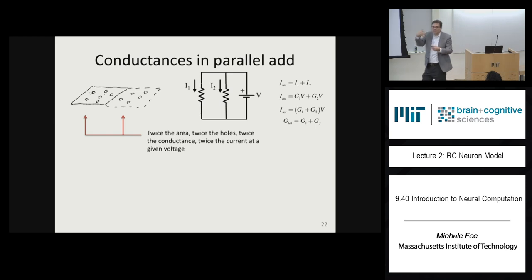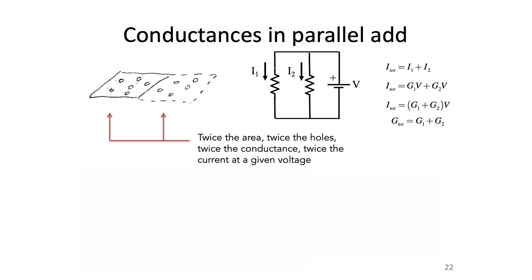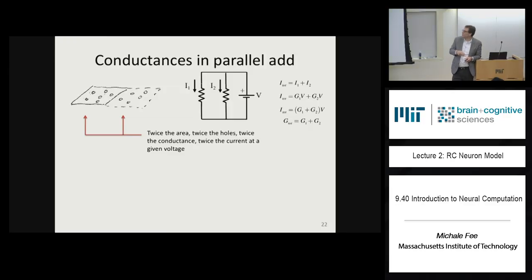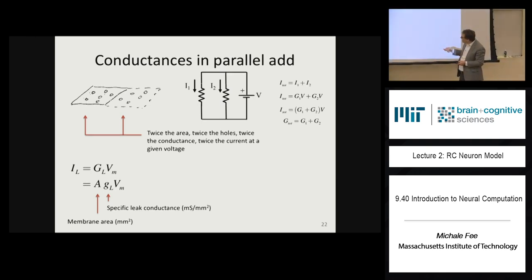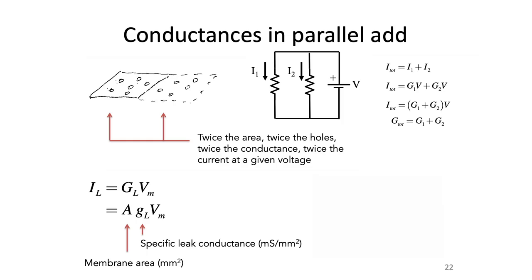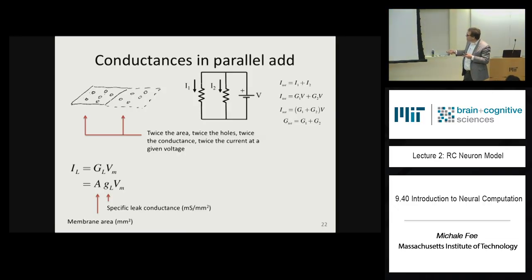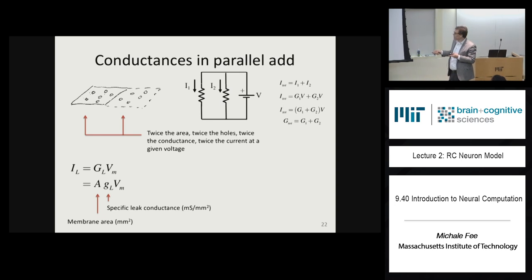If we have a piece of membrane that's got some ion channels, or holes, in it, and we add another piece of membrane that has the same density of ion channels, you have twice the holes, twice the current, and twice the conductance. So we can write the current as conductance times membrane potential, but we can rewrite that conductance as the area times the conductance per unit area. That's called specific membrane conductance. In this case, it's a leak, so we call it specific leak conductance, and it has units of conductance per area. We multiply that by the area, and we get the total conductance. Any questions about this?